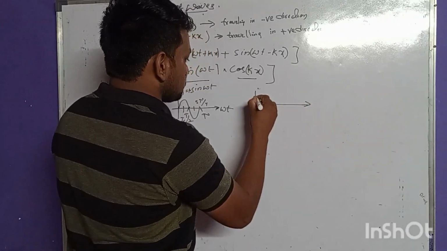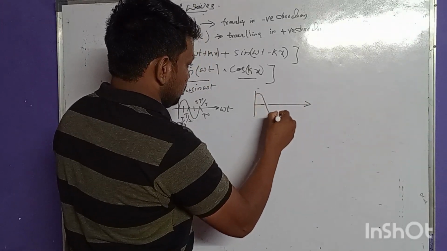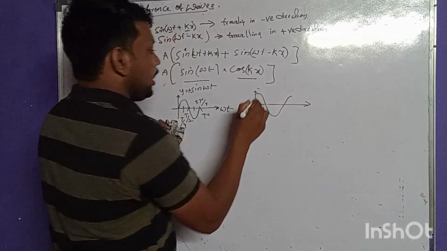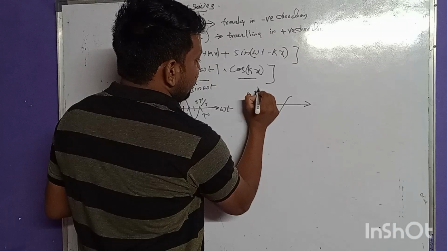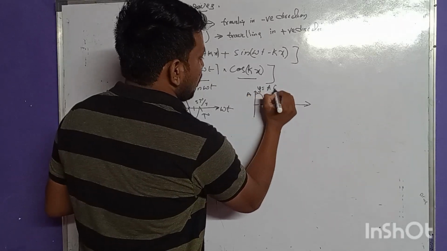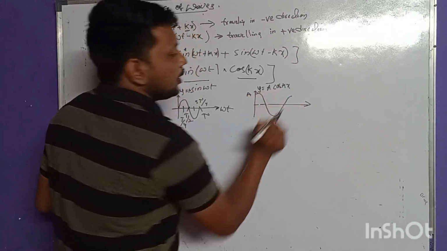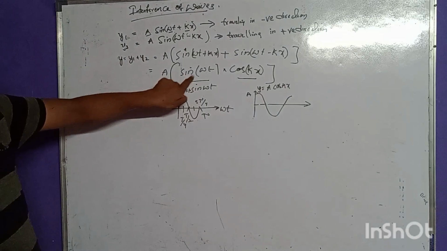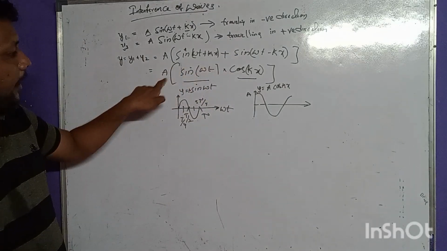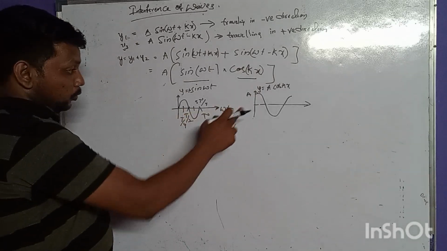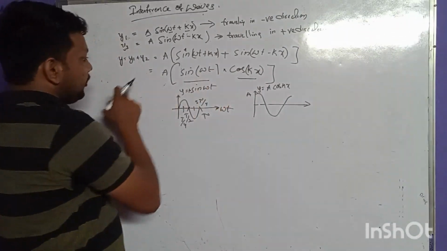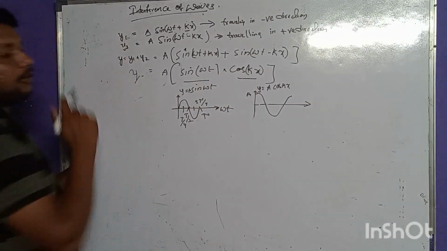This is cos x, right? The cos x graph is like this. At 0 it is maximum. y is equal to a cos kx, right? This is sin omega t, a cos kx. These two graphs are multiplied to get the final wave, right?